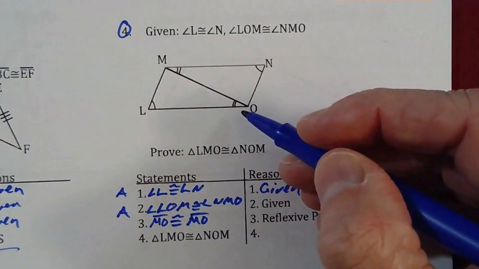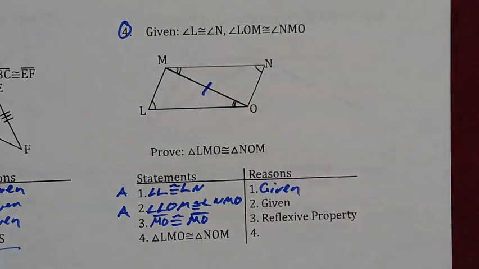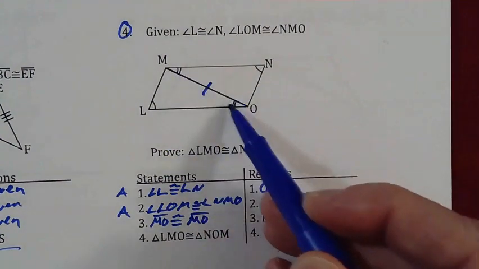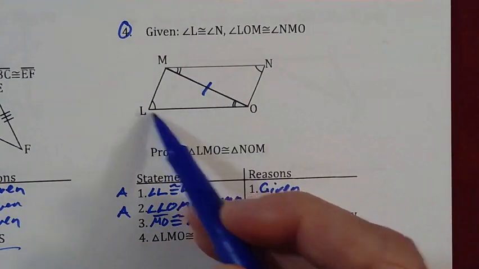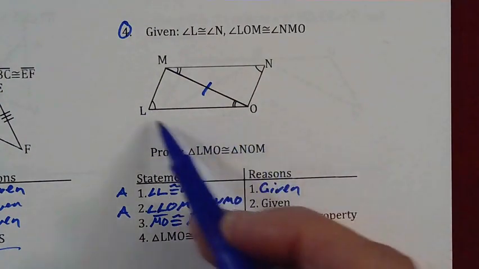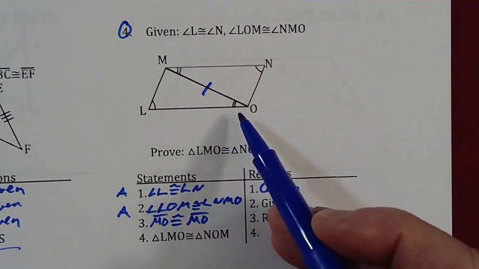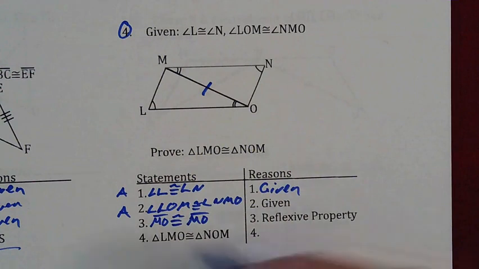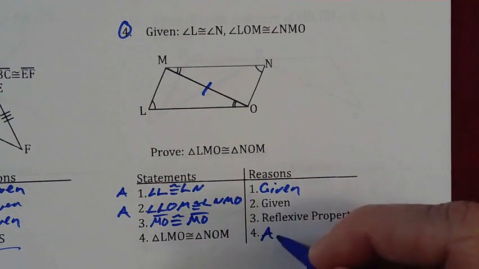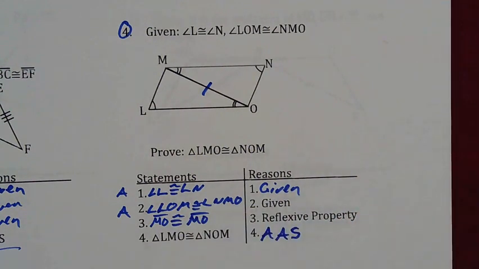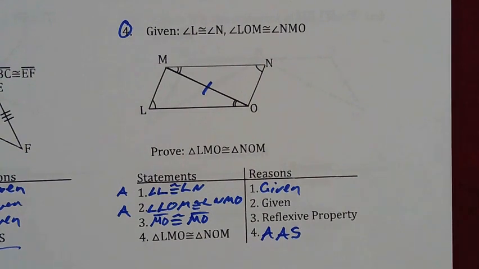I've got 2 sets of angles. I've got the side. Now notice that the side is not between these 2 angles. The side between these 2 angles down here would be segment LO. I'm not so sure about that one. And so it looks like our reasoning here is because of angle, angle, side: 2 angles and the side that is not in between. If you call that side, angle, angle, that would be okay also.